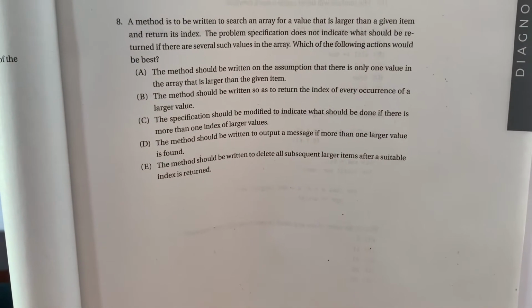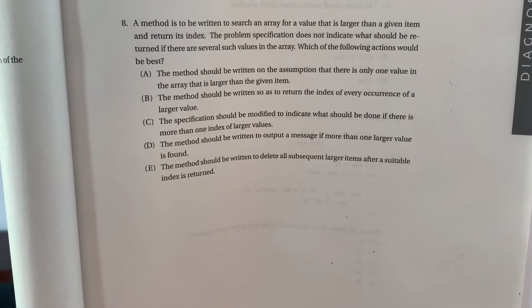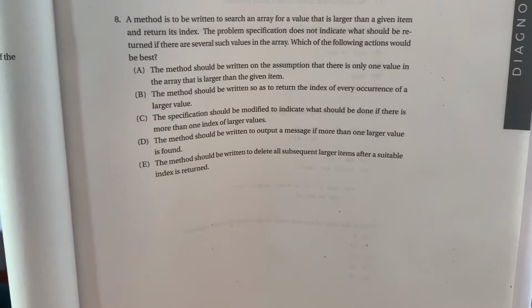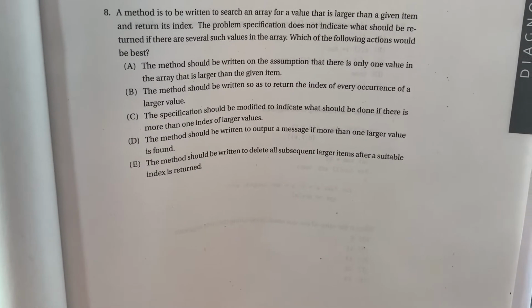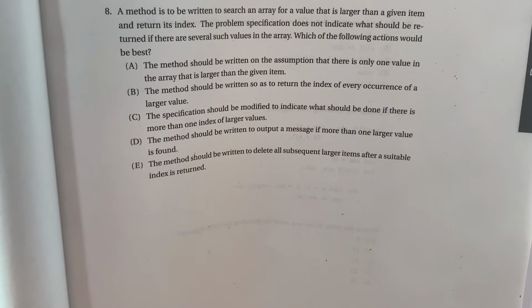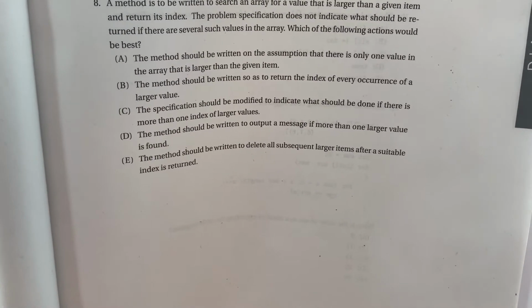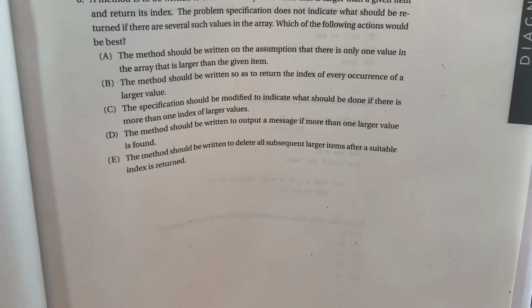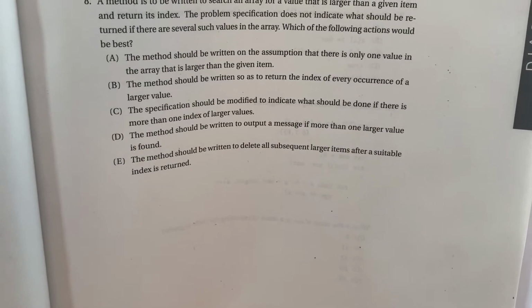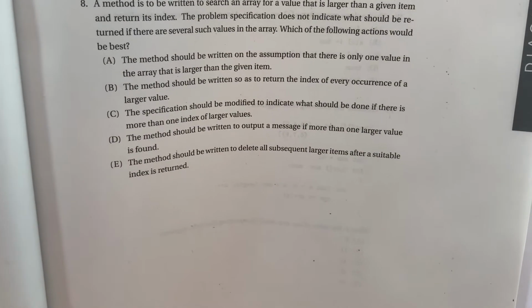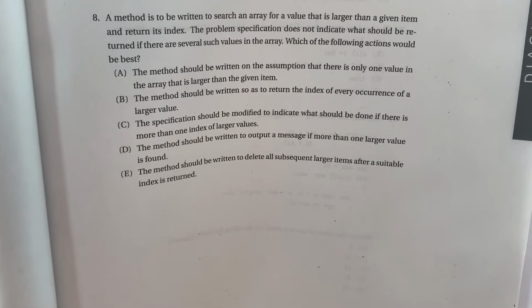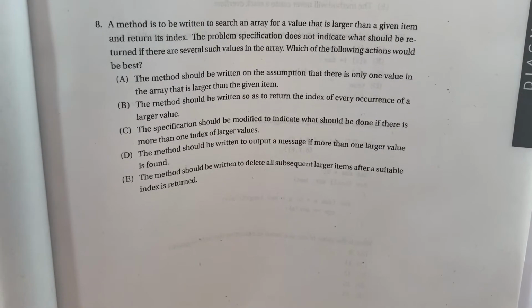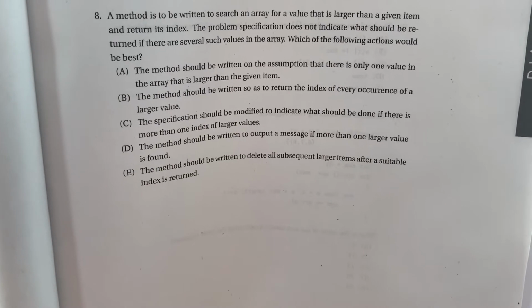The specification should be modified to indicate what should be done if there is more than one index of larger values. There you go. There's your winner, because that's the only thing that makes sense. You have to go to your boss and ask them for more specific instructions. What should be done? Should it be the first occurrence, the last occurrence, some third option I can't come up with? You can't just make a decision on your own. Go to your boss and ask him what he wants you to do.